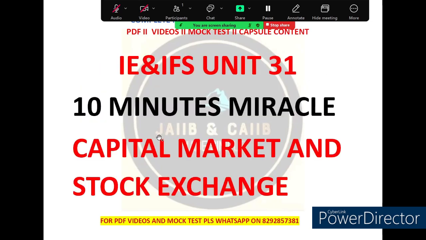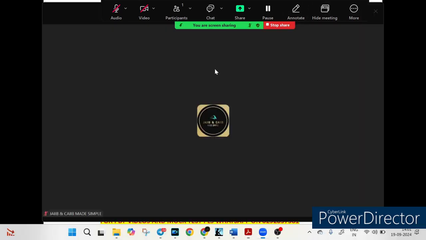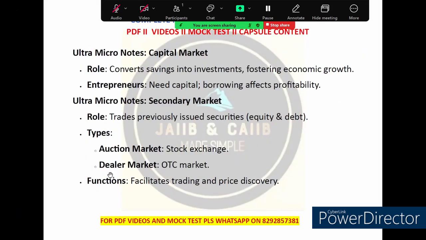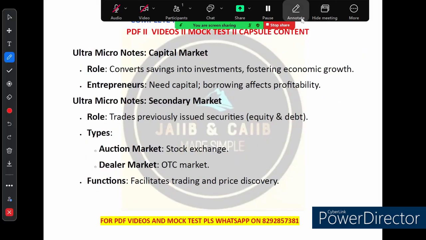So let's begin. The chapter name is Capital Market and Stock Exchange. First thing is regarding the capital market. Think of capital market as a bridge. It turns saving into investment and helps the economy grow. Entrepreneurs use this money for their business. Borrowing impacts how much profit they can make.